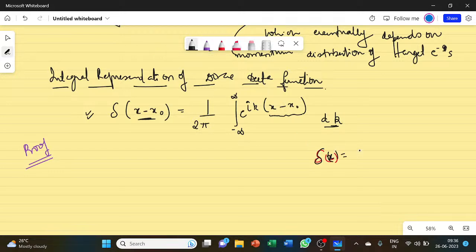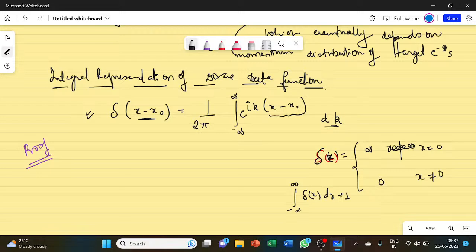I will write it as infinity if x is equal to 0, and if x is not equal to 0, then I will write it as 0. And further, I know that if I want to integrate the Dirac delta function from minus infinity to plus infinity, then this particular thing would give me unity, that is 1.